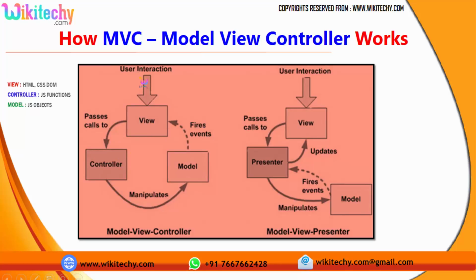A user interaction is happening via the view. Because the HTML page is getting loaded, the entire control is passed to the controller, which manipulates, and the model is giving the data. With the model view presenter, the user interaction is happening in the view, and it passes the call to the presenter, which manipulates. The model is giving back the data to the presenter, and the presenter is updating the view. So this is the difference between the model view controller and model view presenter.